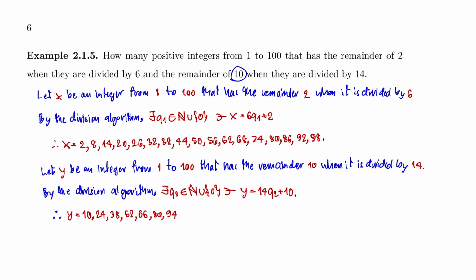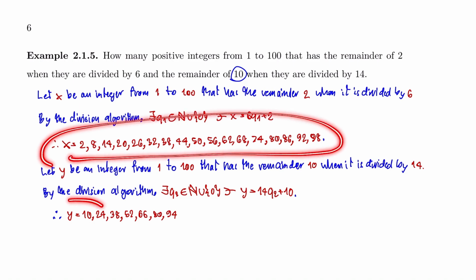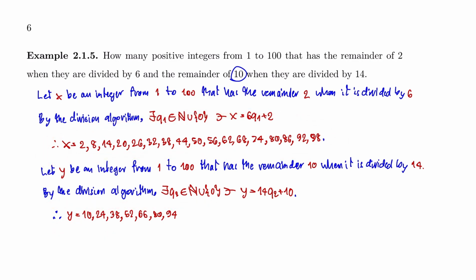We want a number that has remainder 2 when divided by 6, and that number must also have remainder 10 when it is divided by 14. So we have to find the common numbers in both lists. As we can see, we have 38, and the next one is 80. So we have 38 and 80. Therefore, we just have two numbers.